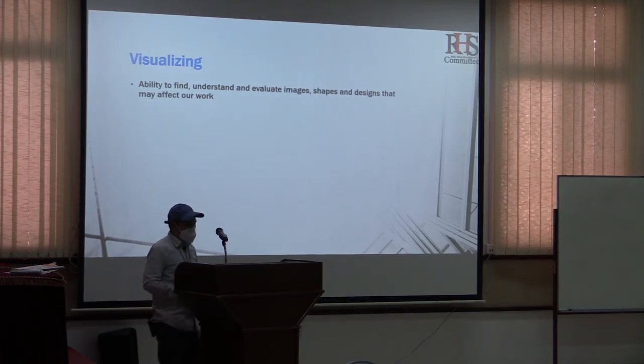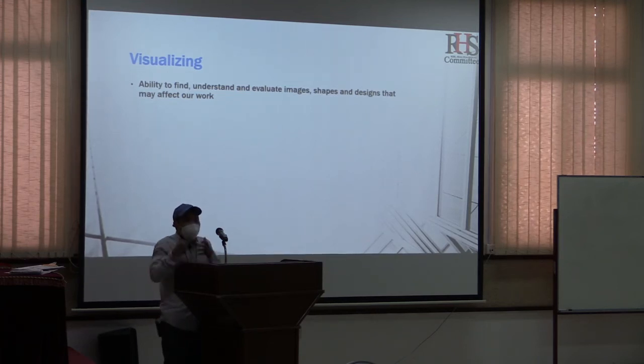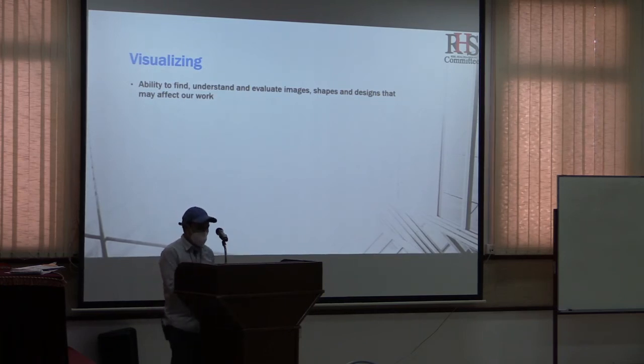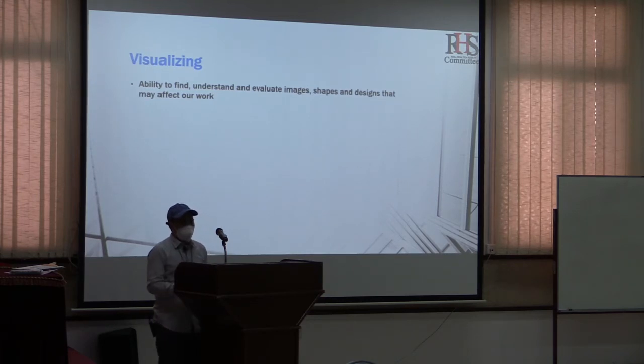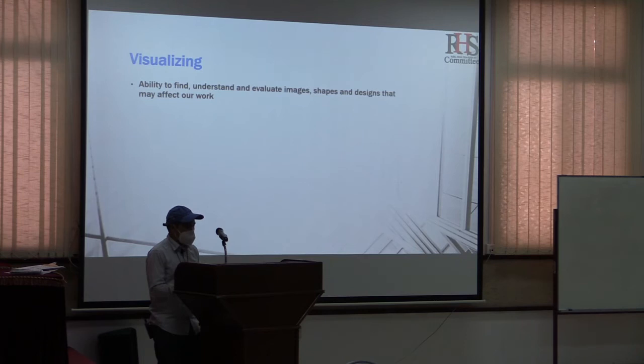So when we are talking about visualizing, it is the ability to find, understand, and evaluate what we imagine, the images, the shapes and designs that may affect us in our work. You notice that being able to see more would promote, meaning if we are able to see more of this visually, we are able to identify the different risks or the hazards and more or less promote a healthier and safer working environment. Initially, what I said before is that we are only making use of 10% visually of our brain.